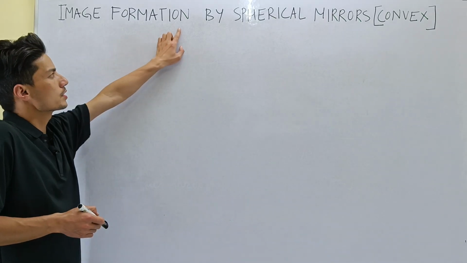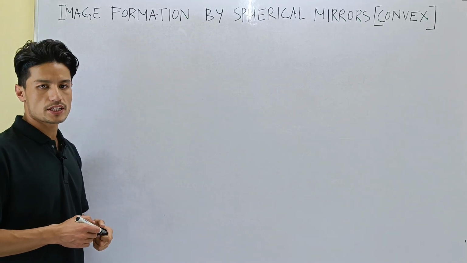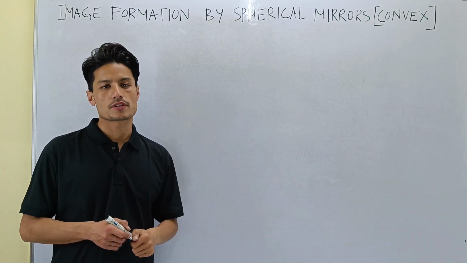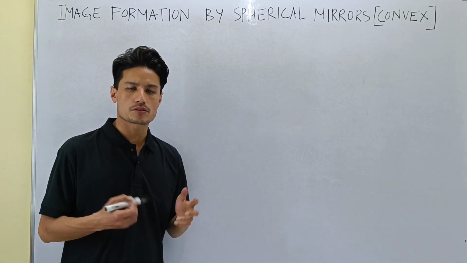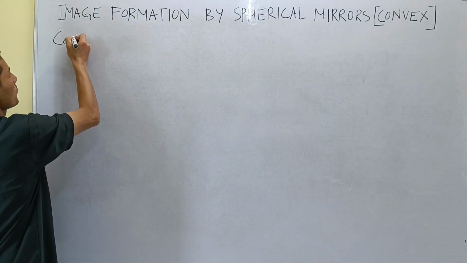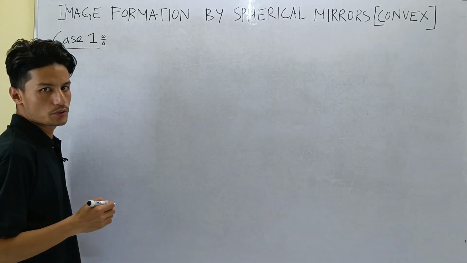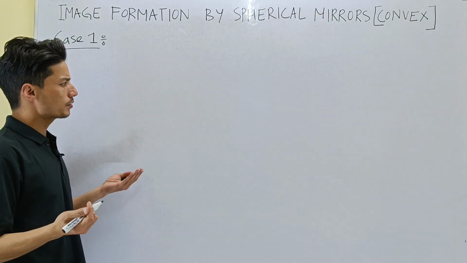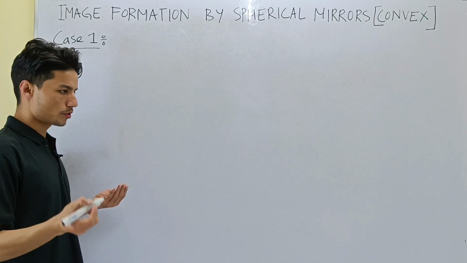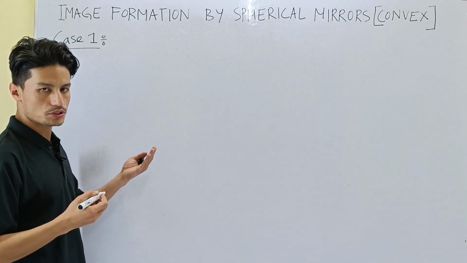So in today's class, we will be studying the image formation by convex mirror. Now, unlike concave mirror, when it comes to convex mirror, there are only 2 cases. Okay, so we will study only 2 cases. Now, case 1. We will be writing exactly the same thing how we studied concave mirror. So I will request you to grab your pencil or a pen and notebook and start writing down. Okay, make notes out of this.